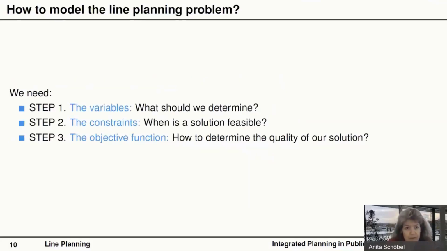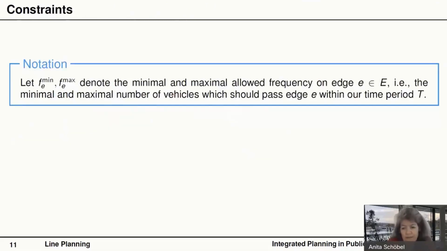Now in the next step, we are not dealing with the variables, but with the constraints. So when is a line plan or a line concept, including the frequencies, feasible? This is something where a lot of models differ. A lot of different people have a lot of different ideas about what you would like to have within the lines. One restriction is very common in all models, more or less the only restriction which you find in all models in the literature, so I use that to define feasibility. And this restriction is the following.